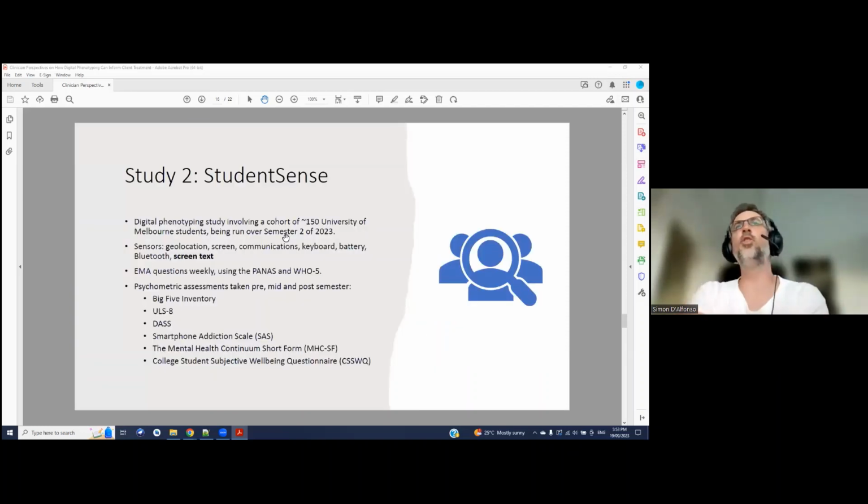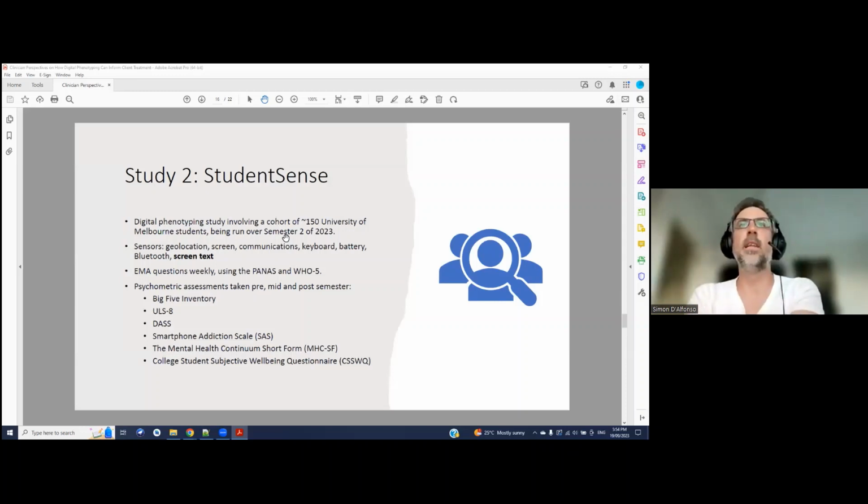And just quickly, the StudentSense study, which is currently happening. So we collected the data for SmartSense-D a couple of years ago, and we're now working through that data and analyzing it. StudentSense is a digital phenotyping study involving a cohort of around 150 University of Melbourne students, and it's actually been run now over semester 2 of 2023.